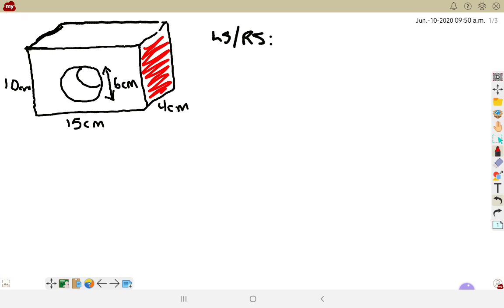So I've got 4 centimeters for my length and then 10 centimeters for my width. So that's going to be 4 times 10. And then because I got the left and the right, I'm going to multiply that answer by 2. So 4 times 10 being 40, and 40 times 2 is 80.